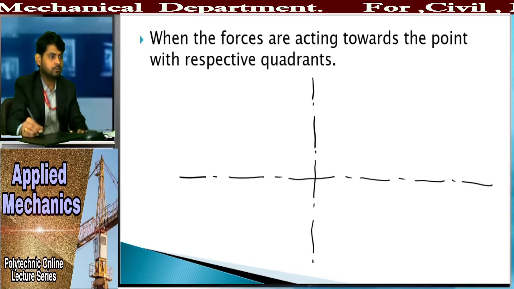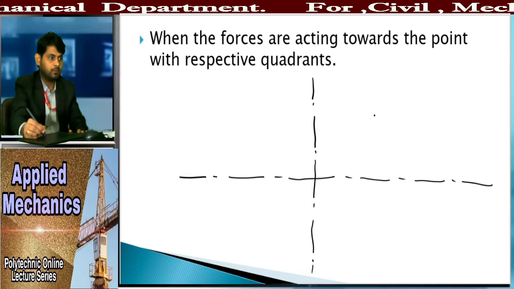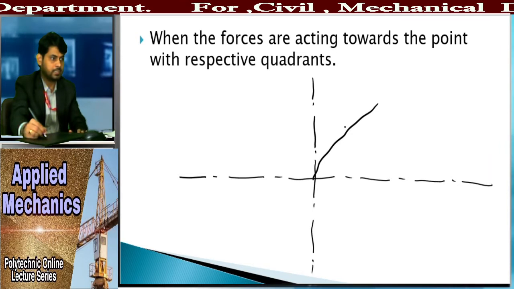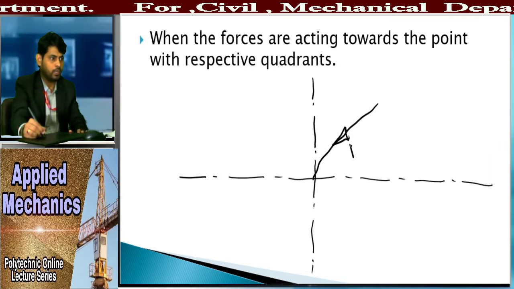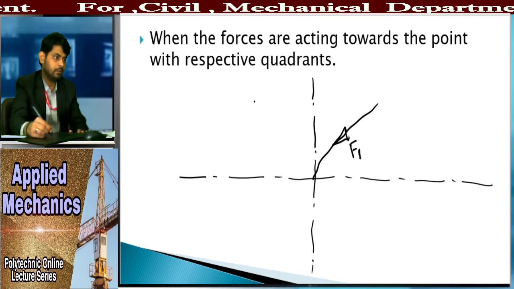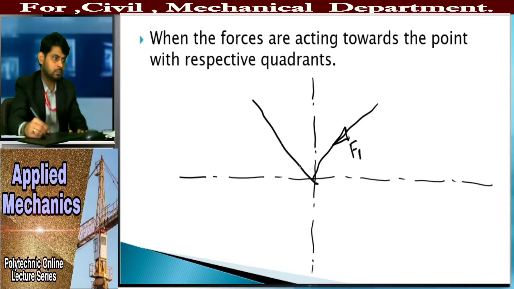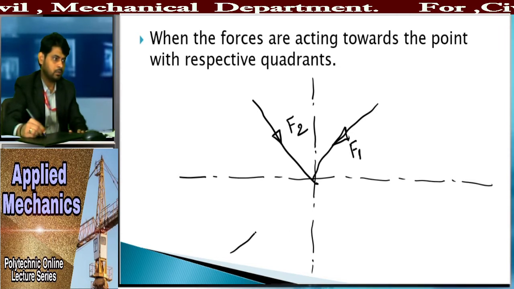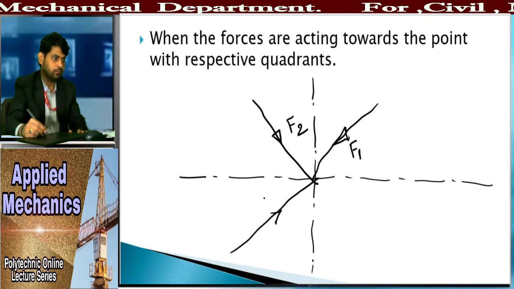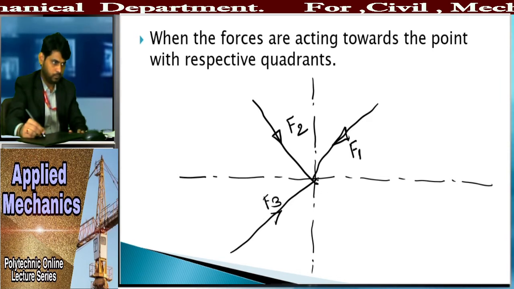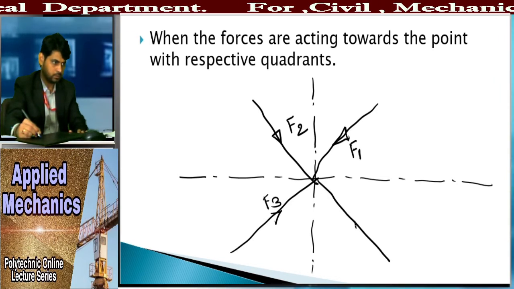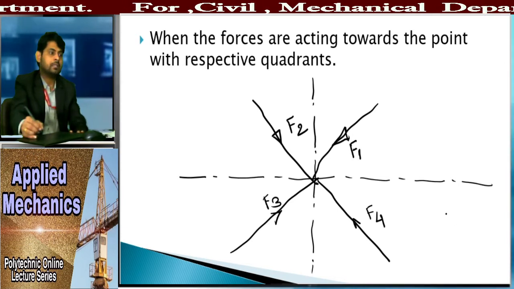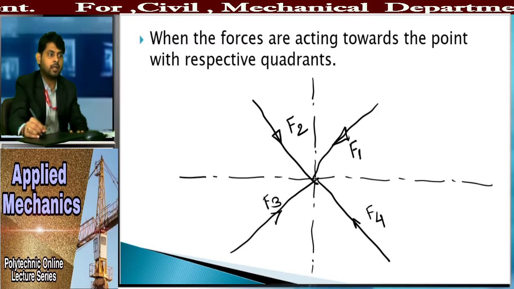Right. Now again we are applying a force towards the point. So that is here our F1. Again applying towards the point, here our force F2. Again here our force F3. And here force F4. Right. Now all we can see here, all the forces are acting towards the point.